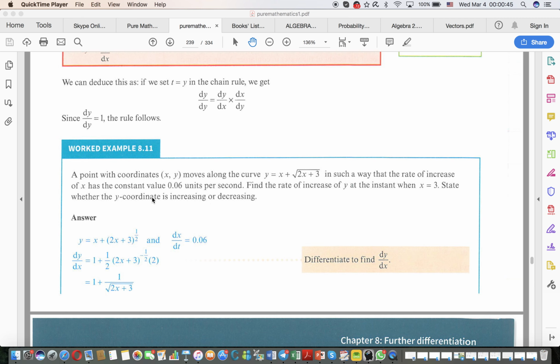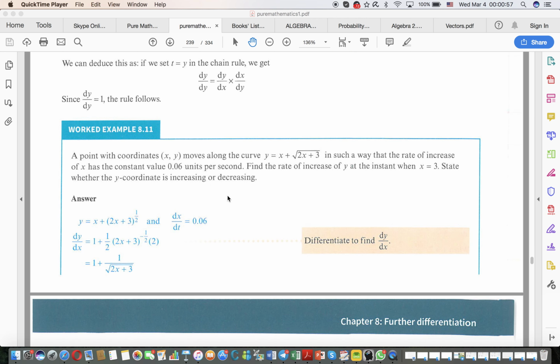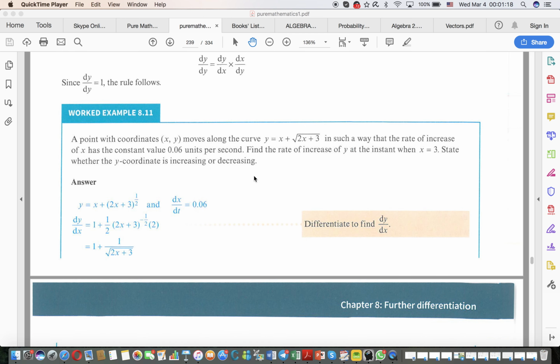Let's go for an example. It says that a point with coordinates x and y moves along the curve y is equal to x plus radical 2x plus 3 in such a way that the rate of increase of x has the constant value 0.06. So it is saying rate of increase, which means it is positive, and it says rate of change in x, so this quantity is dx over dt, 0.06 per second. Now find the rate of increase of y at the instant when x is 3. State whether the y coordinate is increasing or decreasing.